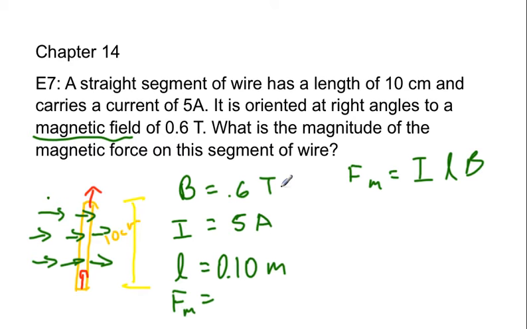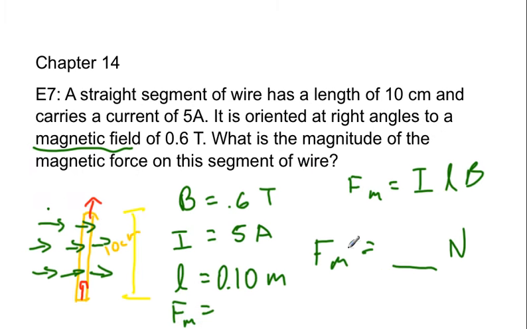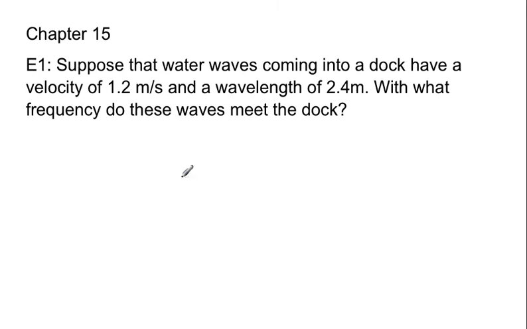If you take a Tesla times an amp times a meter, the units do cancel out to where it's a, you know what unit it is? Hopefully you know it's a Newton. So your answer should be in newtons because we're dealing with force. If you take a Tesla times an ampere times a meter, you will get a Newton. Okay, let's try and do another problem. And if you want to know about that, ask me. I'm not going to do it right now.